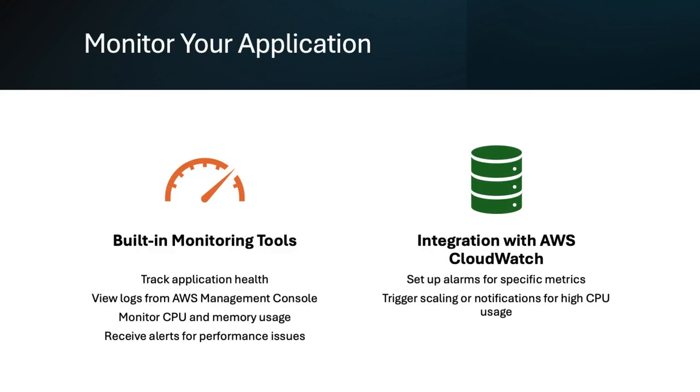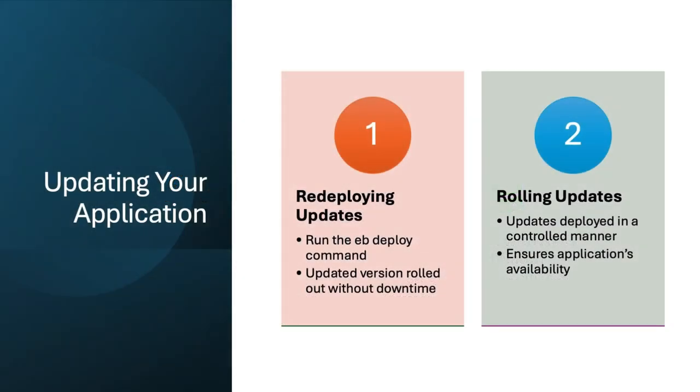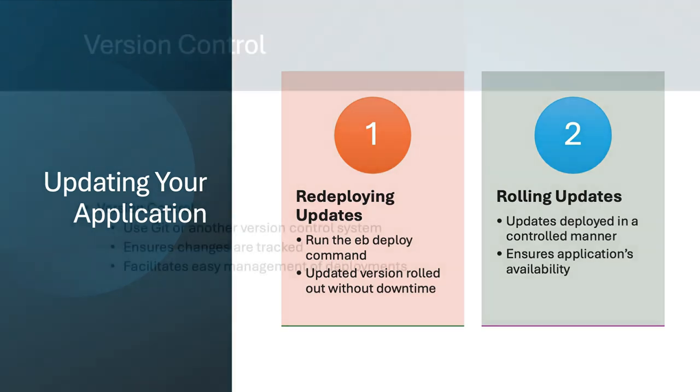Elastic Beanstalk offers built-in tools to monitor your application's health. You can view logs, monitor CPU and memory usage, and receive alerts. Integrate AWS CloudWatch to set up alarms for specific metrics like high CPU usage, triggering scaling or notifications. Elastic Beanstalk simplifies updating your application. Use the eb deploy command to redeploy updates without downtime. Rolling updates ensure controlled deployment, maintaining application availability.